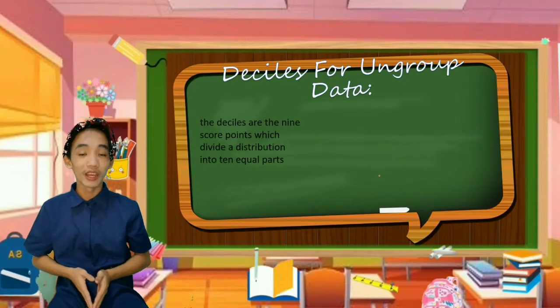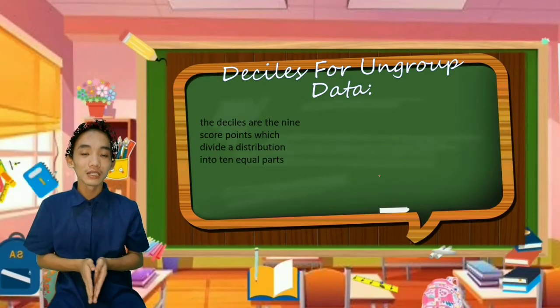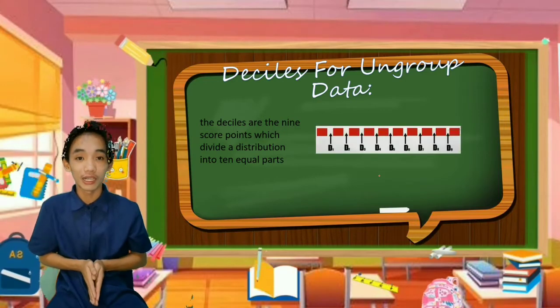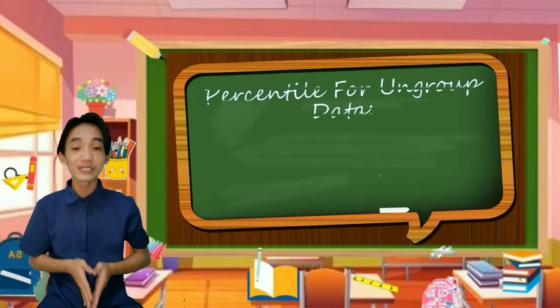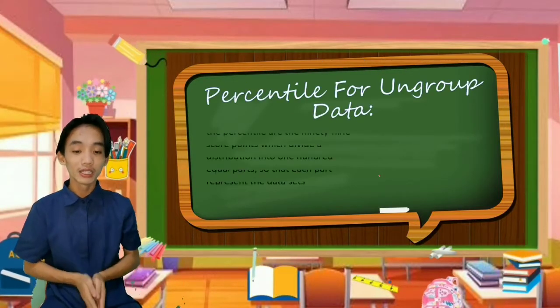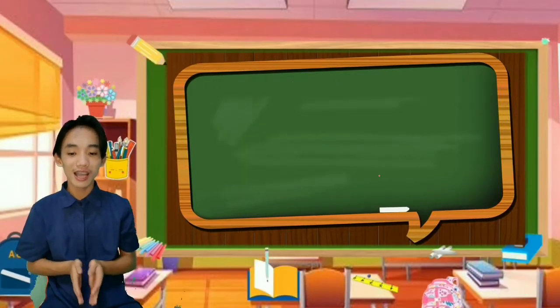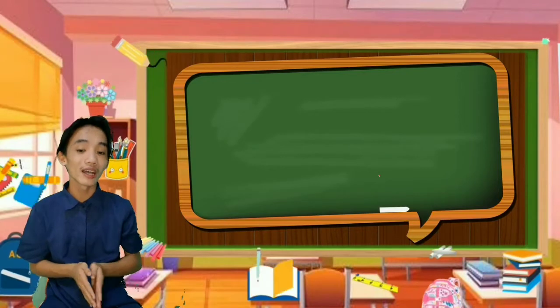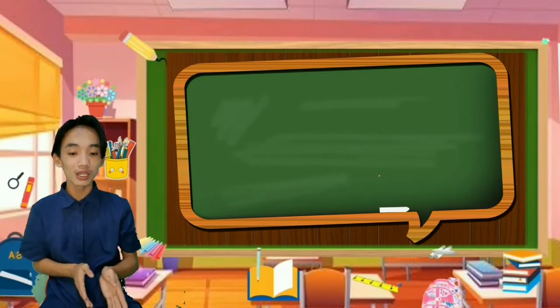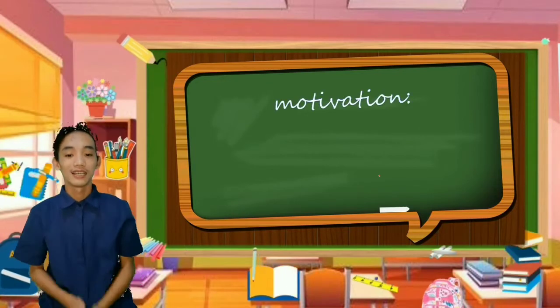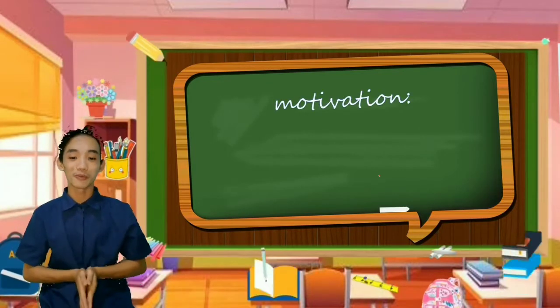Deciles for ungrouped data. The deciles are the 9 score points which divide a distribution into 10 equal parts. And the last is the percentile for ungrouped data. The percentiles are the 99 score points which divide a distribution into 100 equal parts, so that each part represents 1% of the data set.